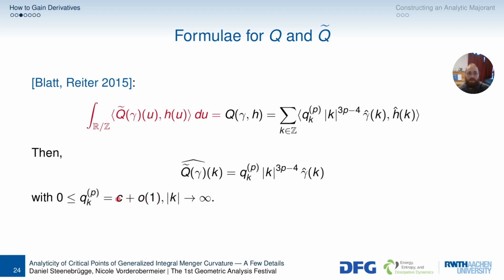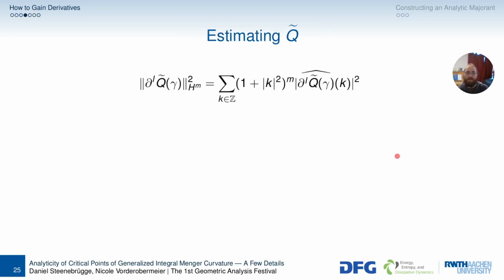Sorry, so they're in the order of 1. Okay, that's good to know. And with these things and the definition of the Sobolev norm, we can actually do our estimate.